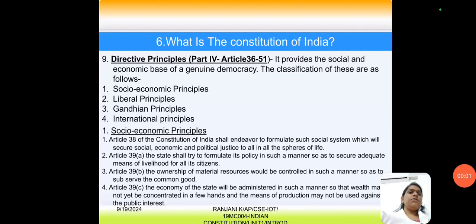In the previous class we saw the directive principles. So let us see the other principles. The socio-economic principle is formulated for social subsistence, which means social, economic, and political justice, and the ownership of material resources being controlled in such a manner that it serves the common good.